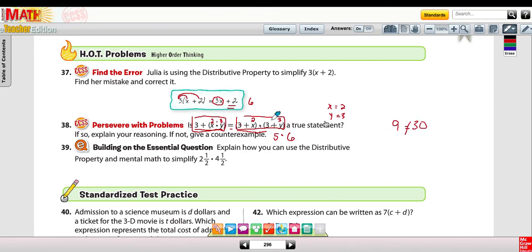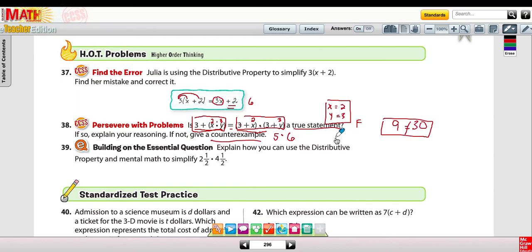So when you're finding out whether something's a true statement or not, really you only have to come up with one false example to provide a counterexample. So number 38 is false, and a counterexample would be if x is 2 and y is 3.